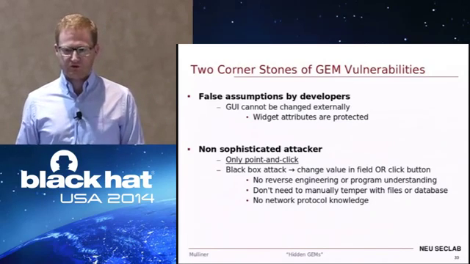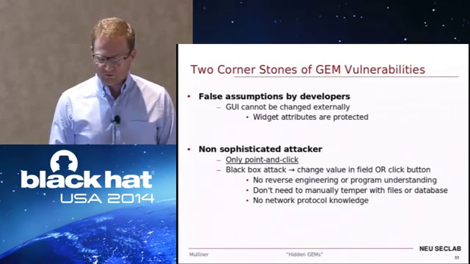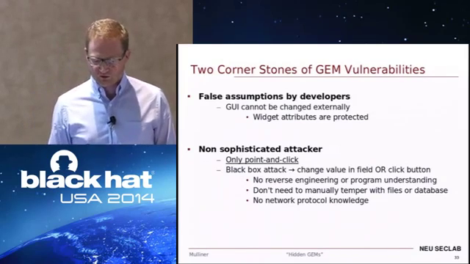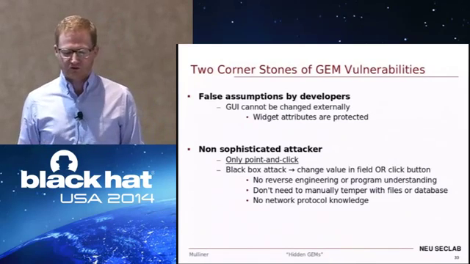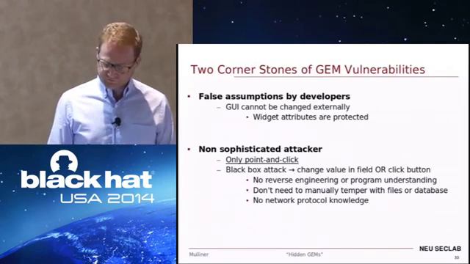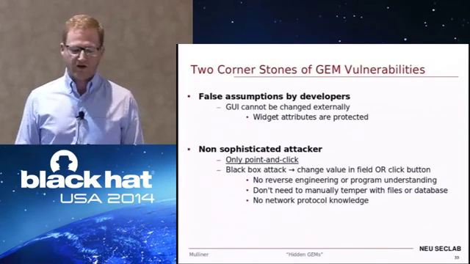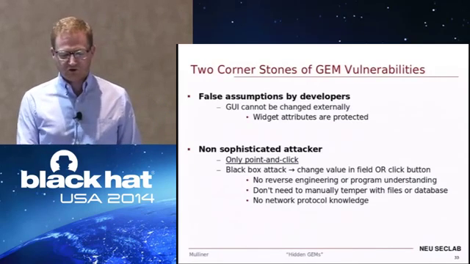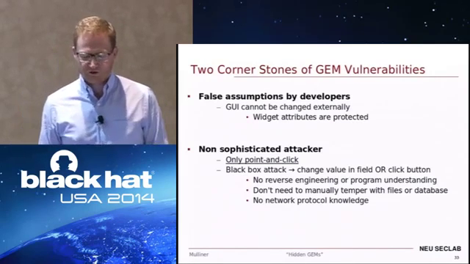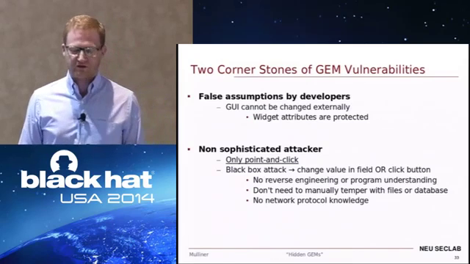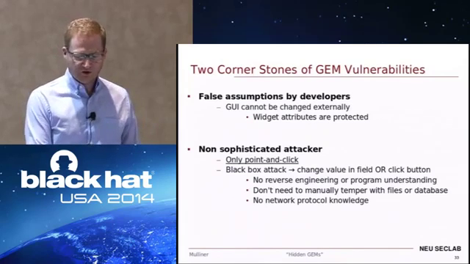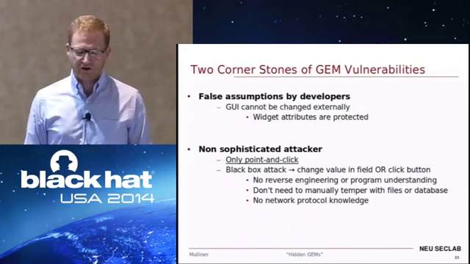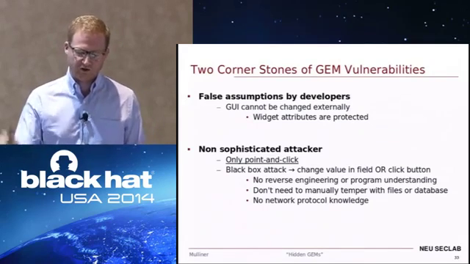Before I go over to our automation part, the two cornerstones of the UI vulnerabilities are false assumptions by developers. Developers say, or at least some of them say, the UI cannot be changed externally. Widgets are widgets and their attributes are protected from manipulation. But on the other side, it's really easy for non-sophisticated attackers. Basically, if you have the right tool, you can point and click.